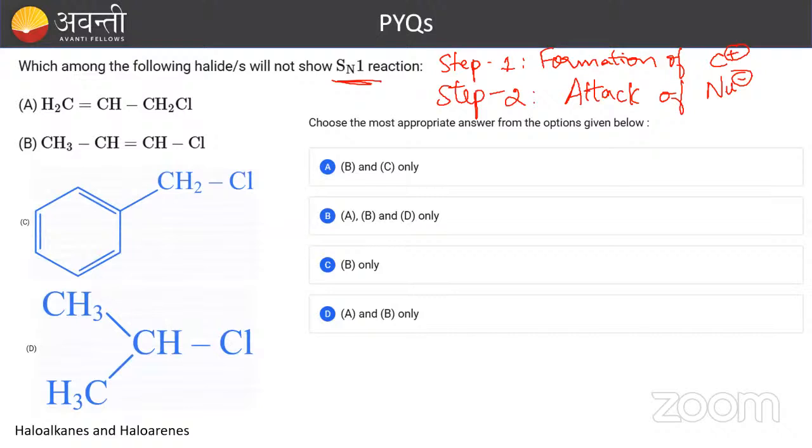Check whether all the given 4 compounds will undergo step 1 or not. What about the first compound, compound A? Will compound A show SN1 or will it not show SN1? Will there be the formation of carbocation?